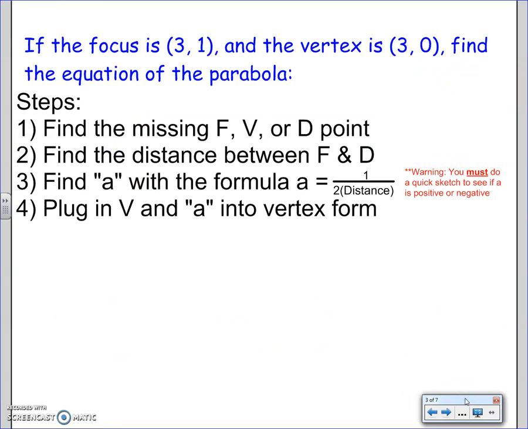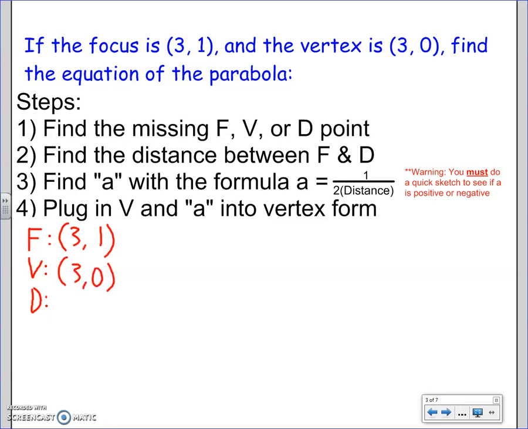If the focus is 3 comma 1 and the vertex is 3 comma 0, find the equation of the parabola. So the first step, like I said earlier, you have to find FVD. Always make a chart. And always go in this order. All right, and fill in what we know. So we know the focus is a point 3 comma 1. And the vertex is a point 3 comma 0.